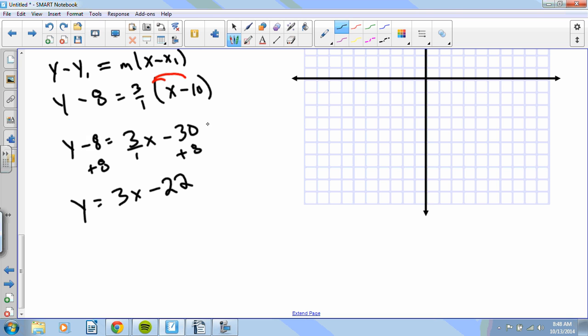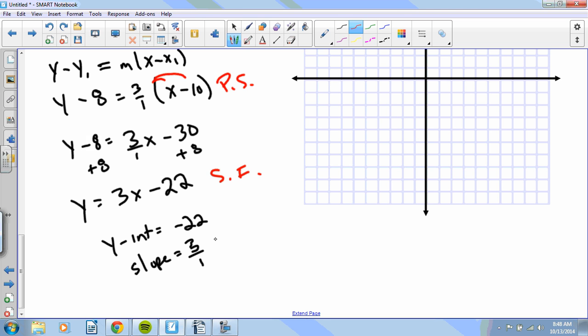Again, this is point-slope form up here, and this is slope-intercept form here. Here I'd start with my y-intercept, which is -22, and then my slope would be 3 over 1. Remember, rise over run. So I'm going to go up 3, and I'm going to go right 1, starting at -22. So there's your general overview of how we're looking at that: starting value, how you're moving.